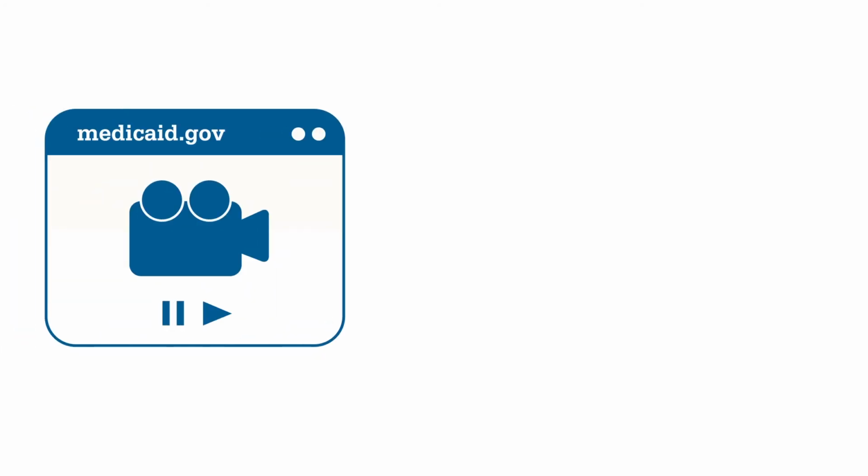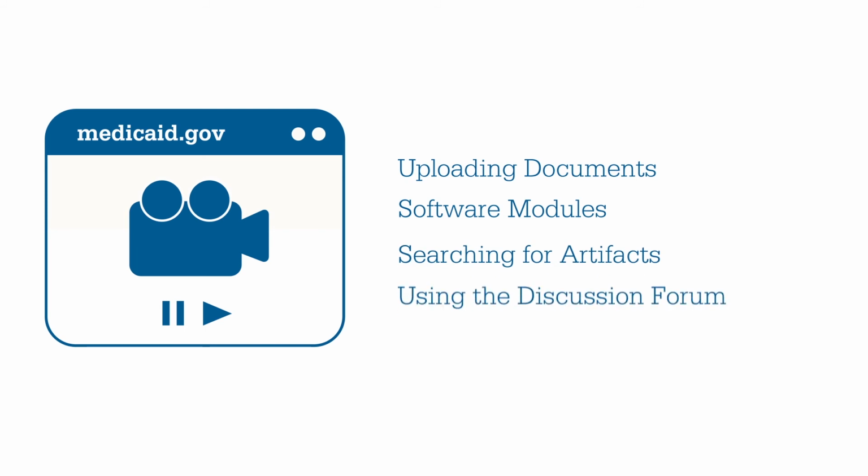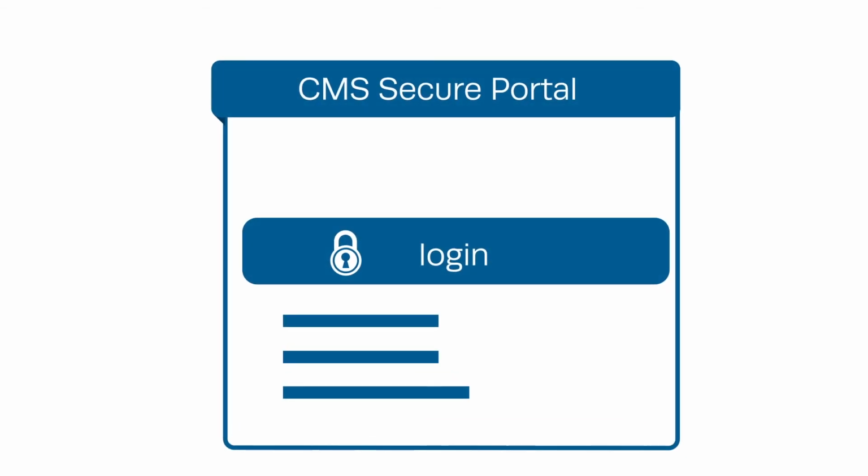In addition, instructional videos for navigating around the Reuse Repository are available on the site. Instructional videos cover using the site features, such as uploading documents, software or modules, searching for artifacts, or using discussion forums. Links to these instructional videos can be found in the video's description, the Reuse website on Medicaid.gov, or the instructions section of the Reuse Repository itself. The Reuse Repository is a secure site and does require users to request access. Complete instructions can be found in this video's description or on the Reuse webpage at medicaid.gov.